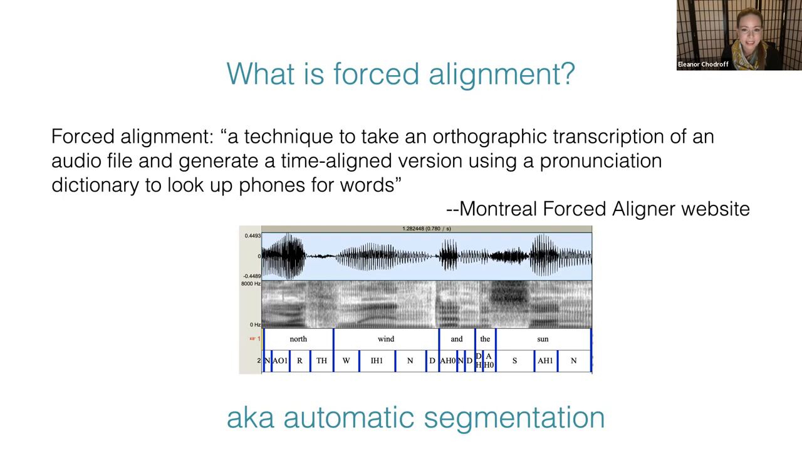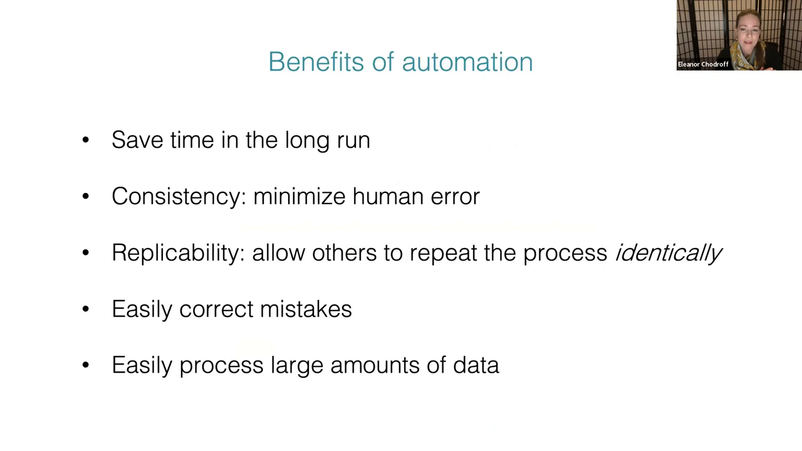So of course, there are so many benefits of automation. One big one is it saves time in the long run. There's consistency, we can minimize human error, and replicability, it allows others to repeat the process identically. You can easily correct mistakes because you can just go back and rerun the aligner. And the big one is you can easily process large amounts of data. That relates to the first point, which is it saves time in the long run.